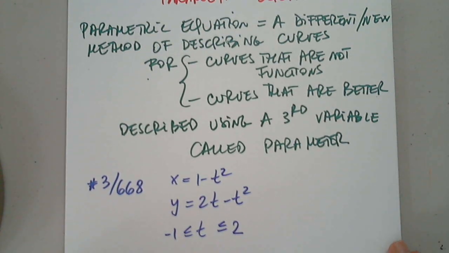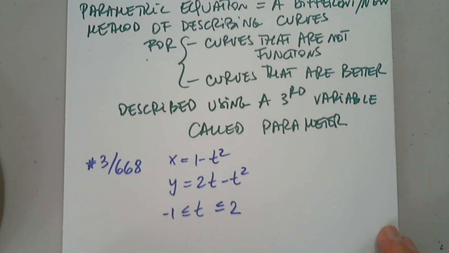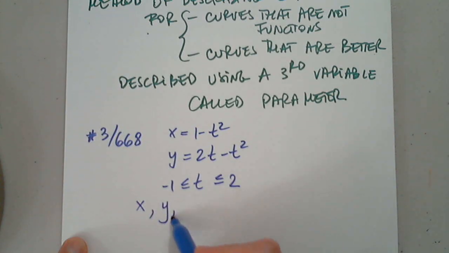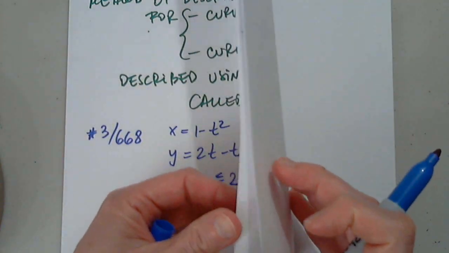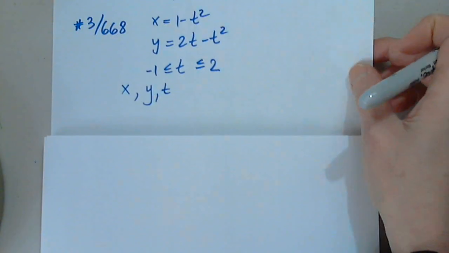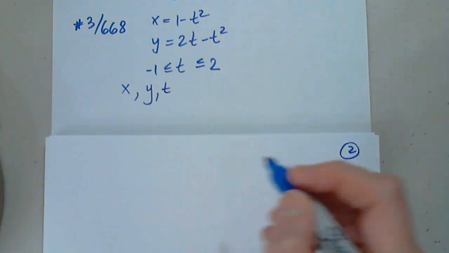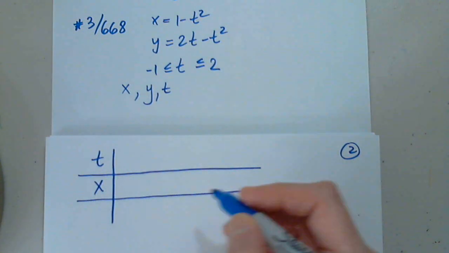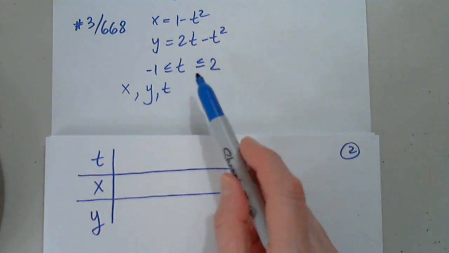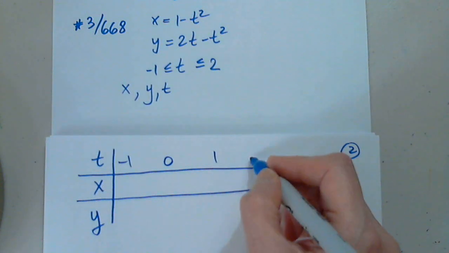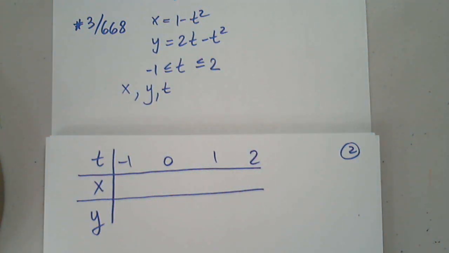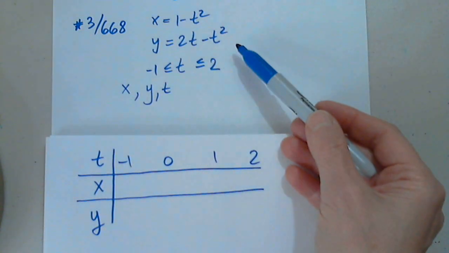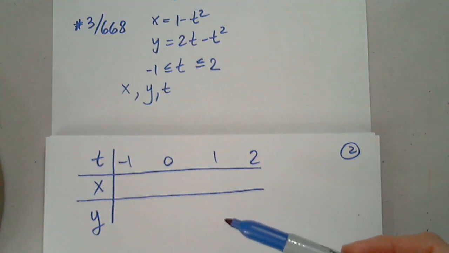First we're asked to sketch this curve. So we will have to create a table of ordered pairs with t, x, and y. T is our starting point, so we always start with t, and then x, and then y. T goes from -1 to 2: -1, 0, 1, and 2. Nothing else. Good. Now I will plug in -1, 0, 1, and 2 in x, and then in y, and determine the corresponding x and y coordinates.